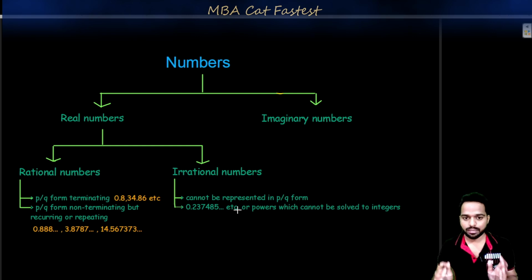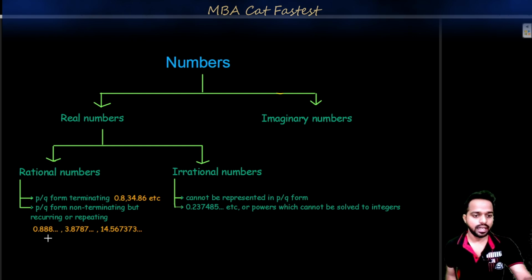Okay, so getting the concept, irrational numbers are the numbers which are non-repeating and non-terminating. Now if you are wondering how this 0.88 can be represented in the form of p by q, you can easily see this can be represented by 8 by 9. 3.8787 can be represented in the form of p by q. This will be approximately 384 by 99.